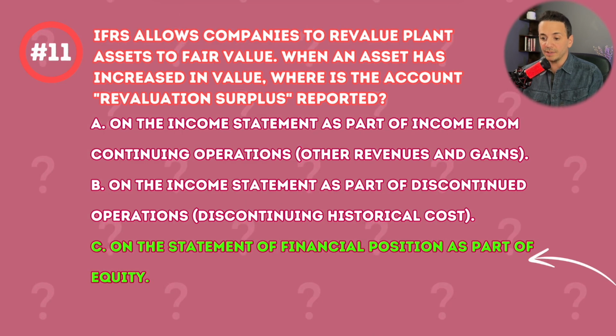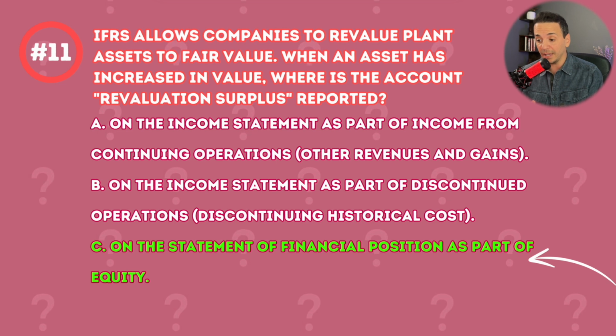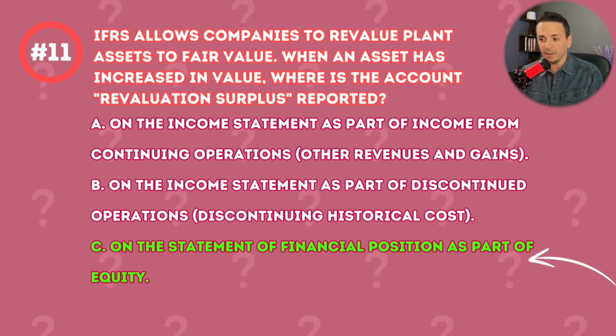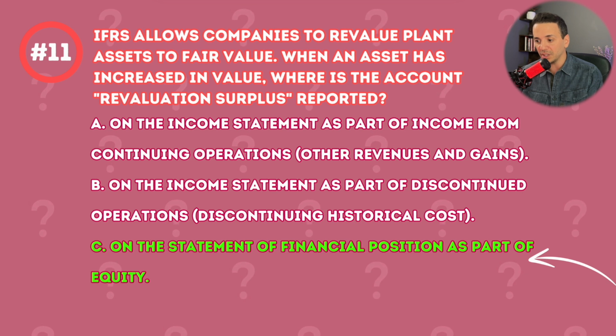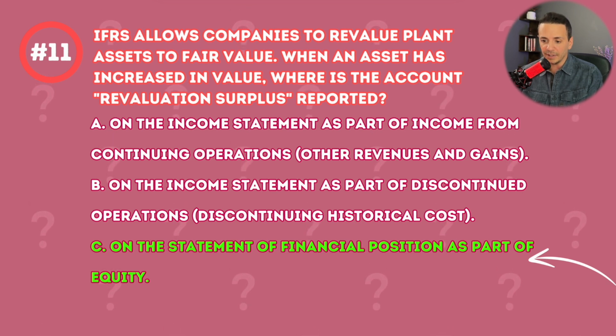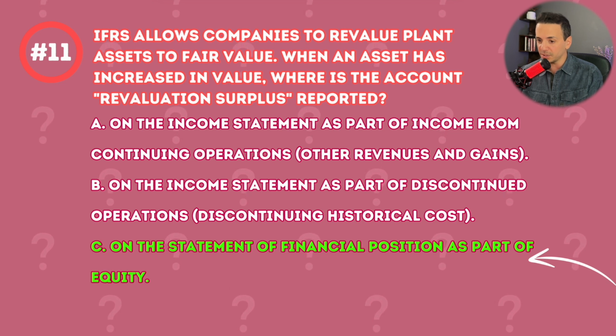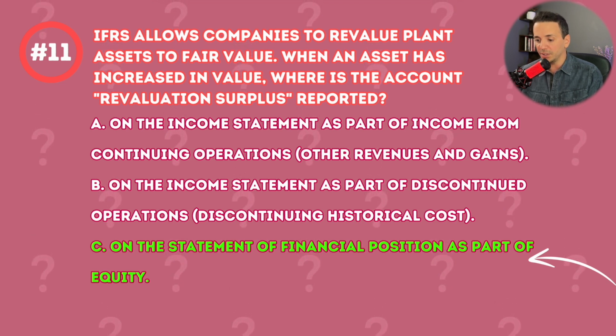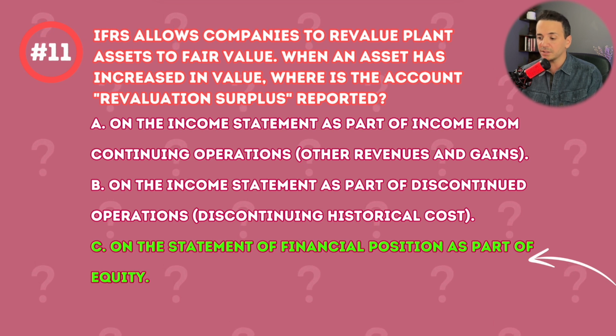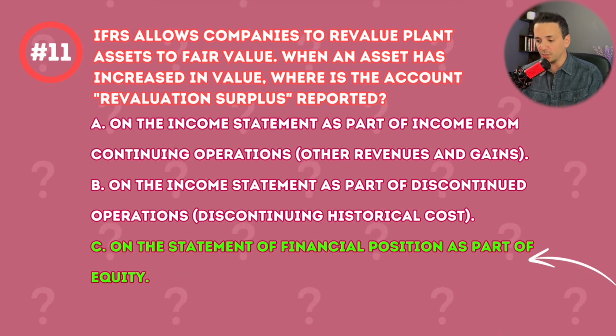Of course, the right answer is on the statement of financial position, or the balance sheet, as part of equity. So the entry to record an increase in value of a plant asset is going to be a debit to the asset and a credit to this equity account called revaluation surplus. Not A, not part of the income statement, and B, neither continued nor discontinued operation is the correct answer. It goes straight to equity.